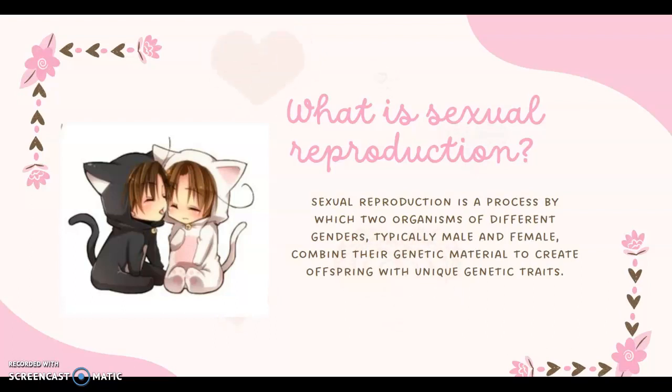Sexual reproduction plays a crucial role in the diversity and evolution of species, allowing for the creation of new genetic combinations and adaptations to changing environmental conditions.